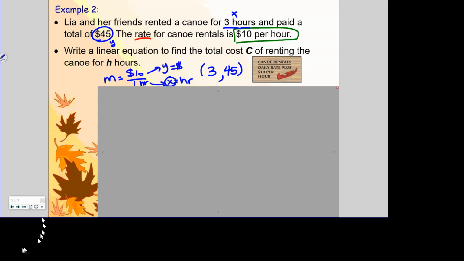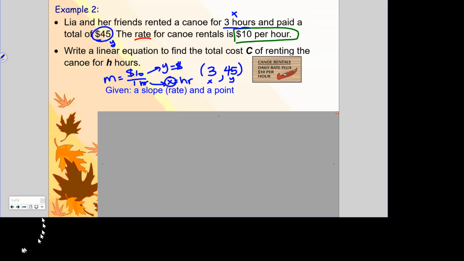Generally, points are given to you in order in a word problem of X, Y. So in a scenario where you weren't given the slope, it would be given to you in order of X, Y. X first, then Y second. Here we did have the rate, so we could confirm that we did have the X value as the hours and the Y as the money. So we are given a point and a slope.